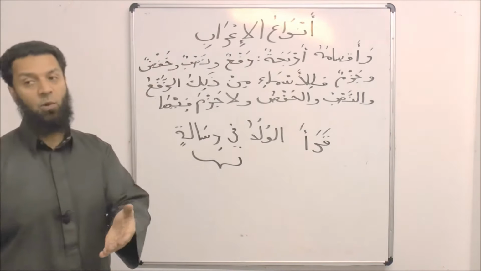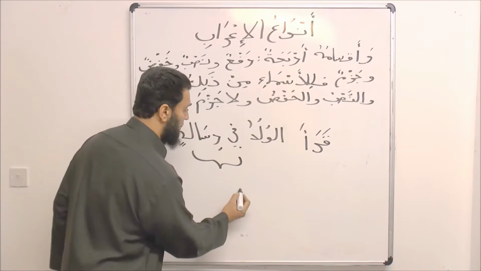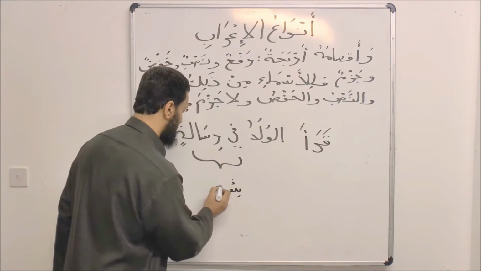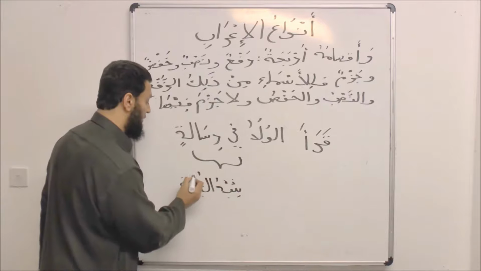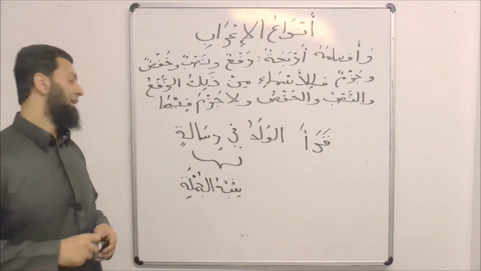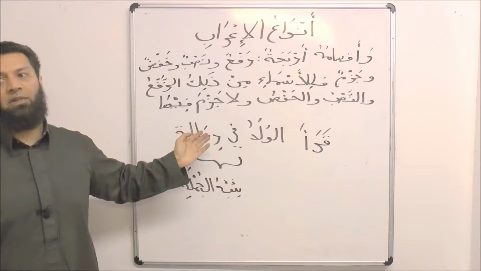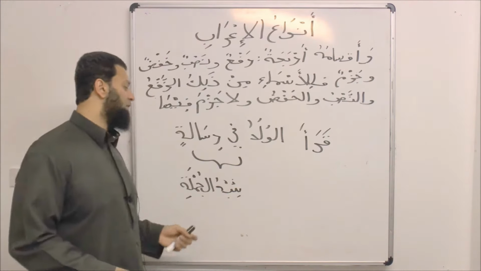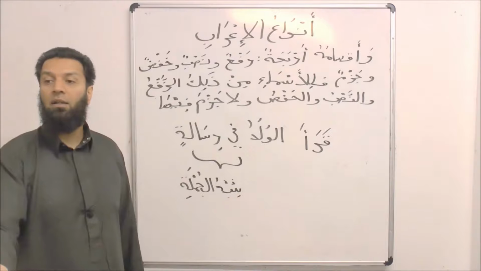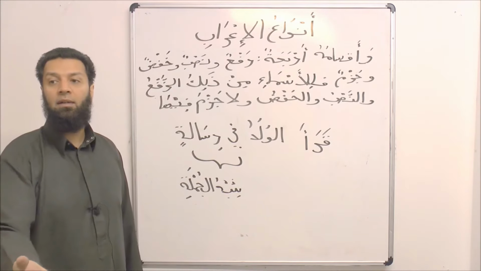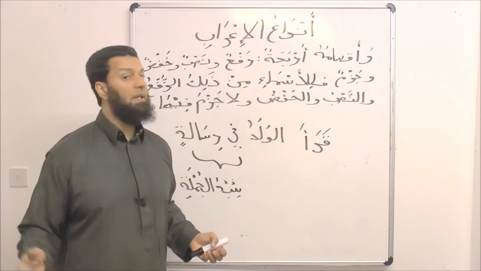Now, this is the interesting bit. Remember that this is called shibhul jumlati. What does shibhul jumlati mean? It's like a sentence. In English, it's called a prepositional phrase because you've got a phrase that begins with a preposition and then a noun that follows it. But in Arabic, it's called shibhul jumlati. What does shibhun mean literally? Resembling. Resembling a sentence. So it's like a sentence, but it's not a sentence.